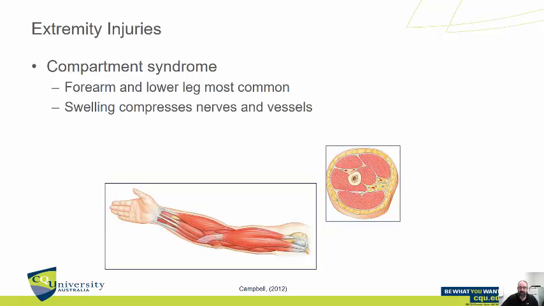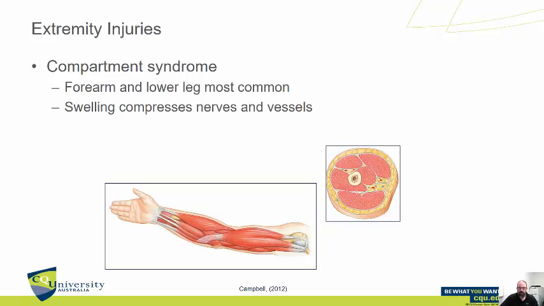As the area swells, and we'll discuss what can cause that swelling in a minute, pressure is transmitted to the blood vessels and the nerves. Each muscle is contained in a compartment, and when the muscle swells, the compartment doesn't stretch, so pressure builds up inside it. The vessels and nerves running through that compartment get compressed because the fibrous membrane doesn't allow stretching. Okay.